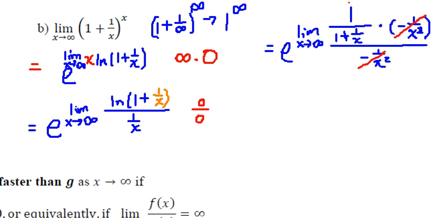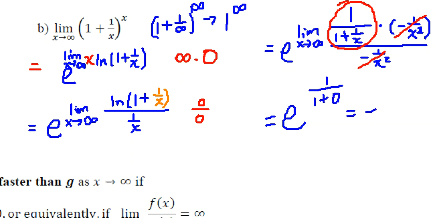Now we are left with only this part. Time to plug infinity into the power, and you can see that it is equal to e to the 1 over (1 plus 1 over infinity). 1 over infinity is going to be 0, right? So therefore you get e to the power 1, which is e.